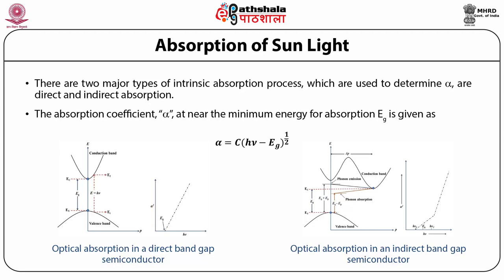Now, the next is the indirect band gap semiconductors. In these types of materials, the minimum energy in the conduction band and the maximum energy in the valence band occur at different values of crystal momentum. This is also evident from the figure on the right hand side. As indicated earlier, for the indirect transition of electrons from the valence band to the conduction band, the photon energy h nu is required to be much higher than Eg.